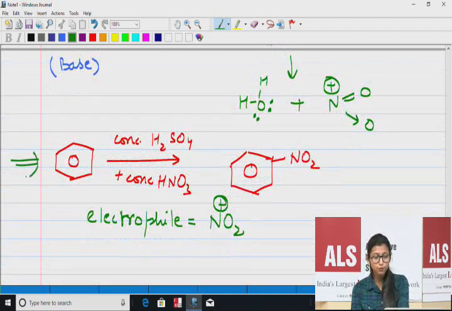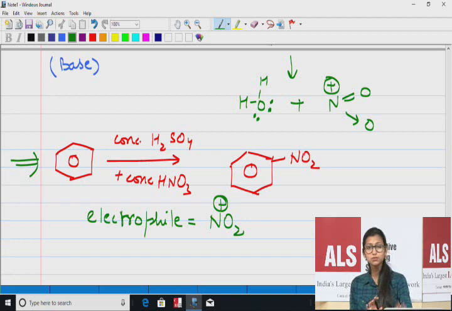Only this thing you have to keep in mind. Whatever question you will see, they won't ask you to write each step in detail. But this is the question they will ask: just by looking at H2SO4 and HNO3, you have to take care that you have to perform nitration here and make nitrobenzene as the product.